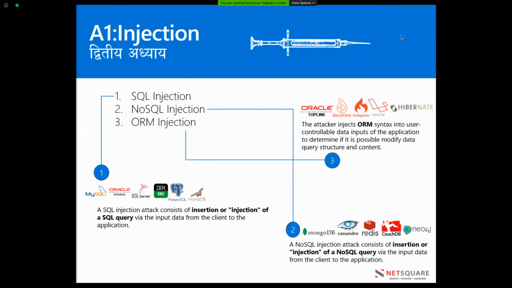And there's ORM injection, where the attacker injects ORM syntax into user-controllable data inputs. When we say ORM, there are lots of ORMs depending on the language. For Java, you can find Java-based ORMs like Oracle TopLink and Hibernate. Some PHP-based ORMs are Laravel and Doctrine, and there are different ORMs provided by different organizations and used in different applications.